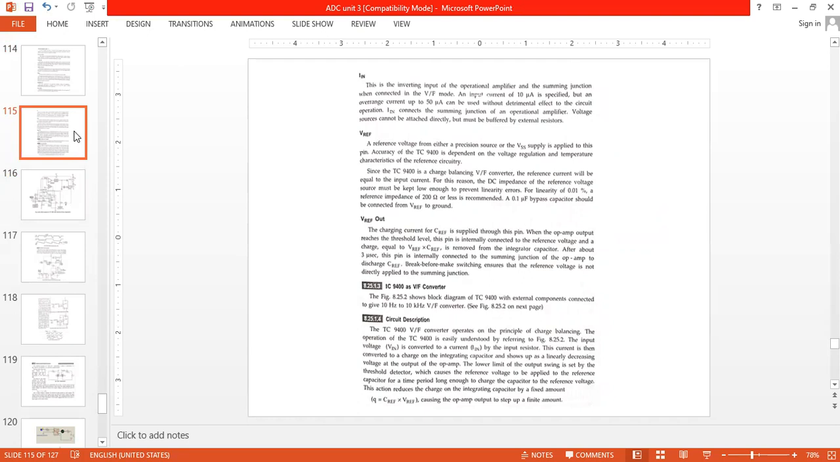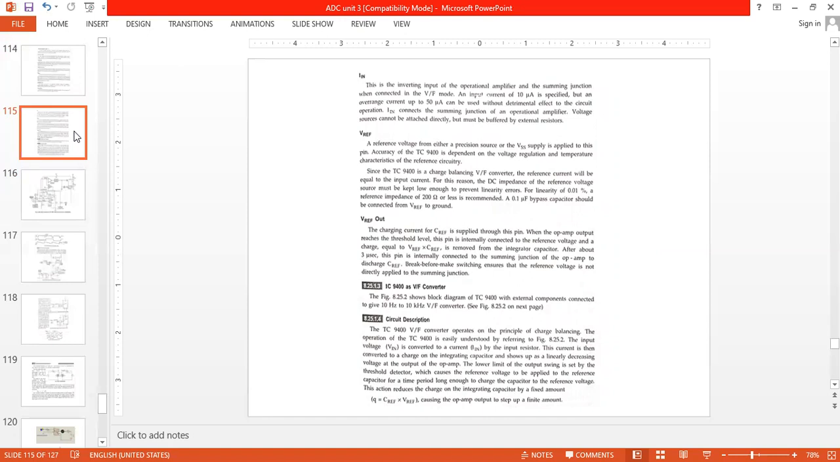This voltage to frequency converter operates on the principle of charge balancing. The operation of the TC9400 is easily understood by referring to this figure. The input voltage is converted to a current by the input resistor. The current is then converted to a charge on the integrating capacitor, which shows up as a linearly decreasing voltage at the output of the op-amp.